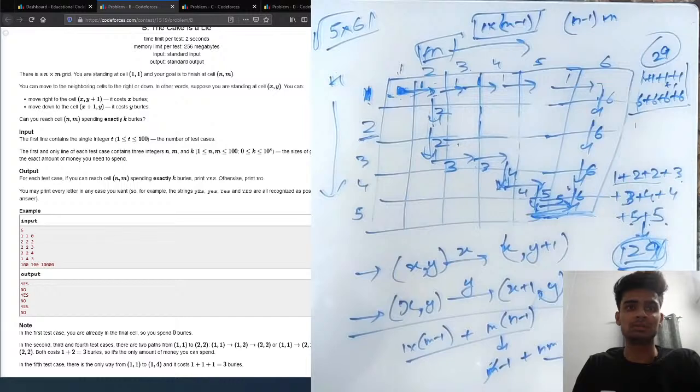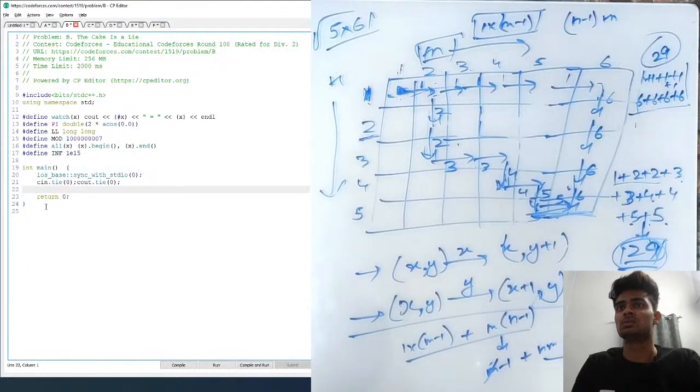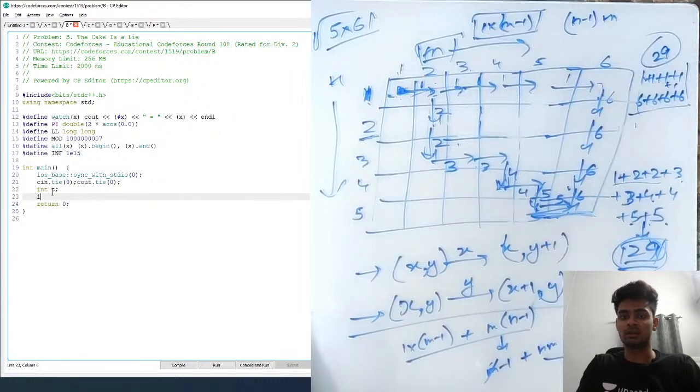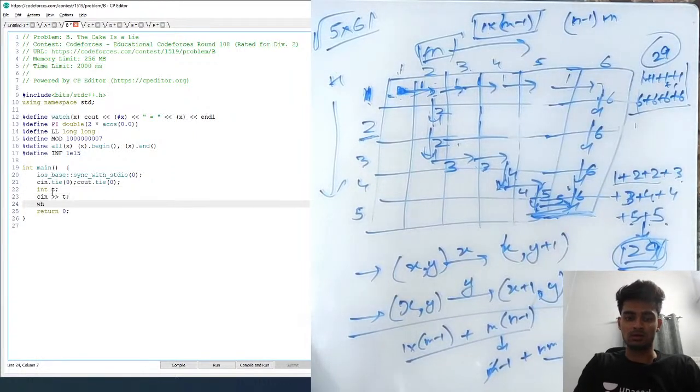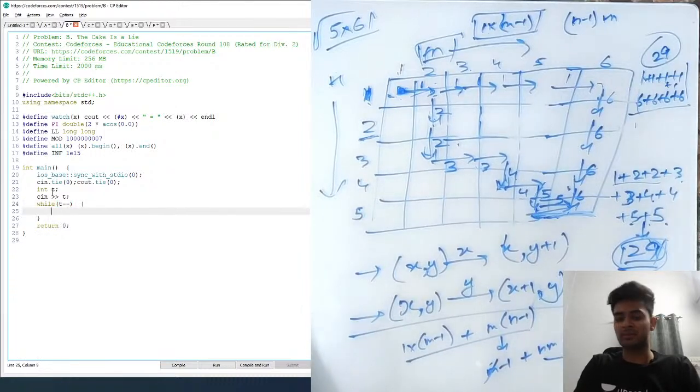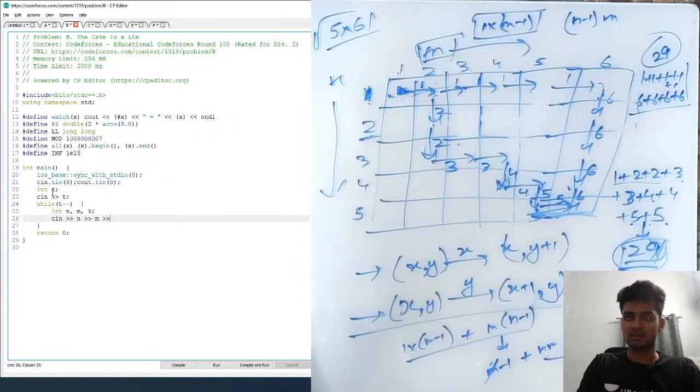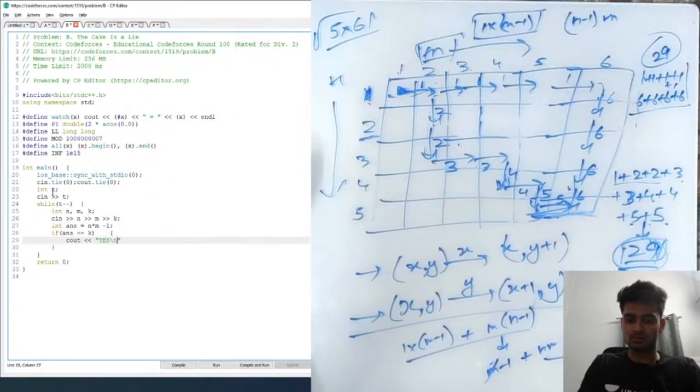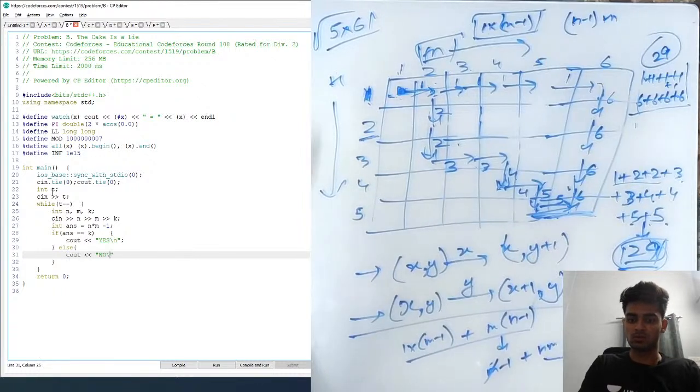Okay, so let's code this up very fast. So in this, what do we have? We have t, the number of test cases. Then for every test case we have 3 values. We have n, m and k. And let's scan these values now. So what is our answer? Our answer is actually equal to n times m minus 1. Now we just have to check if the answer equals k. That means the answer is yes, else the answer is no. Cool. Let's compile this and see if this works.